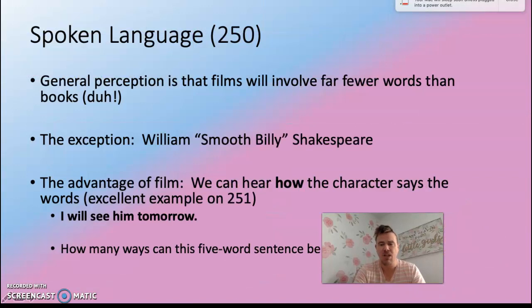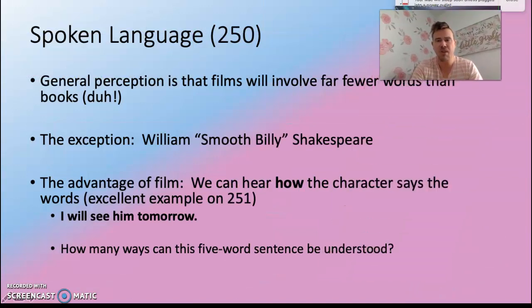Spoken language. There's a question about this, specifically this bottom part that's bolded here. The only exception to where films don't include fewer words than books is William Smooth Billy Shakespeare, where his plays are performed with all the dialogue obviously there. But take a look at this bold sentence there at the bottom and think, it's only 5 words.